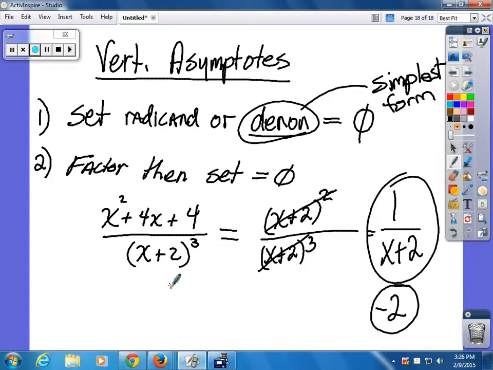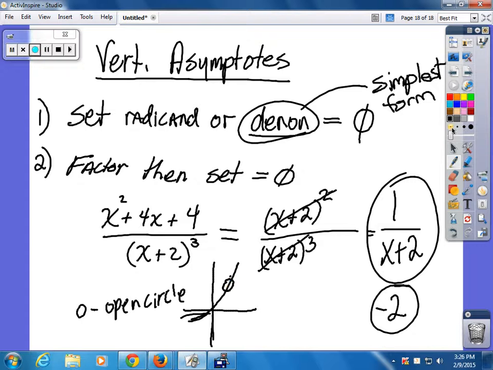When you see a graph and you see an open circle on a graph like this, when you see an open circle right there like that, that means that there is some factoring. That means that there is some factoring going on with the problem.